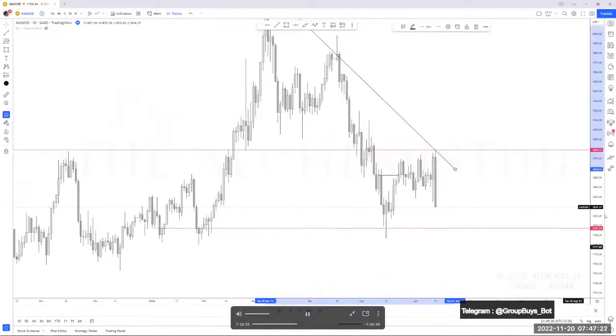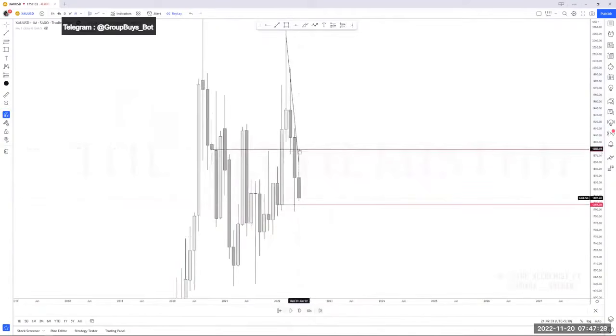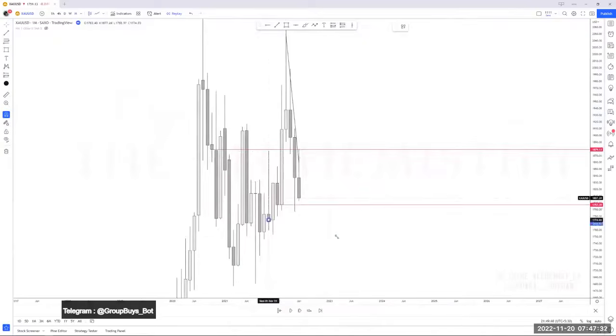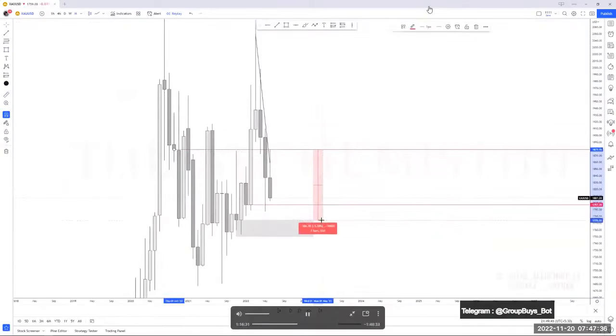So this is how you could have played with the monthly. Which means if you take a sell here, where is your next target? Here, the next monthly support. Just think of it. How much is the pip count?